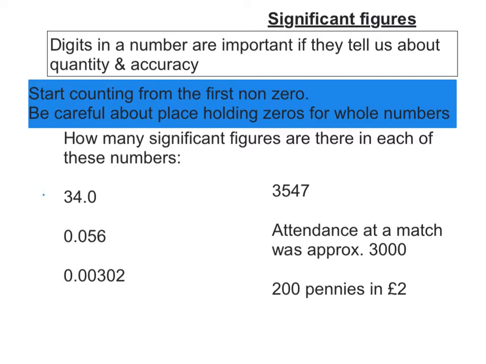So let's start on these three here. How many significant figures are there in each number? So I start counting from the first non-zero and keep going. So I've got 1, 2, 3. So I got 3 there. Okay. Next example, start counting from the first non-zero. So these two don't count, but these two do. So I've got 1, 2. So that's two significant figures. Again, these don't count. I start counting here. 1, 2, 3. So that's 3.